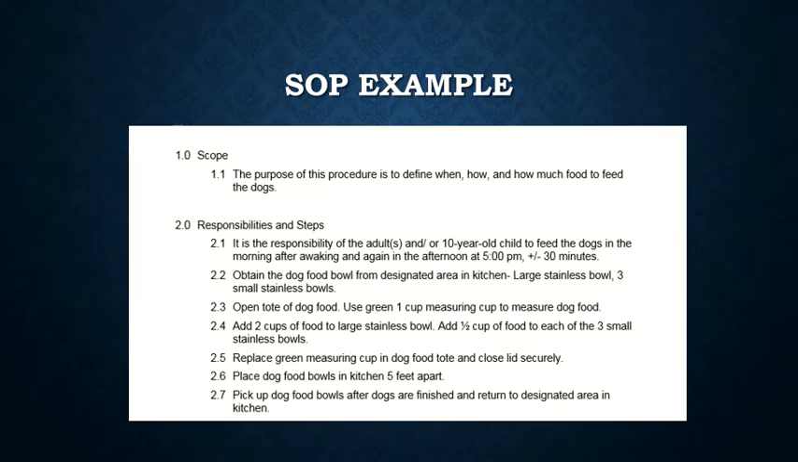And then steps 2.2 through 2.7 just go through exactly where to find the dog bowls, how to measure out their food, how much goes in each bowl, and then most importantly to replace the lid on the tote so that they don't get into it.